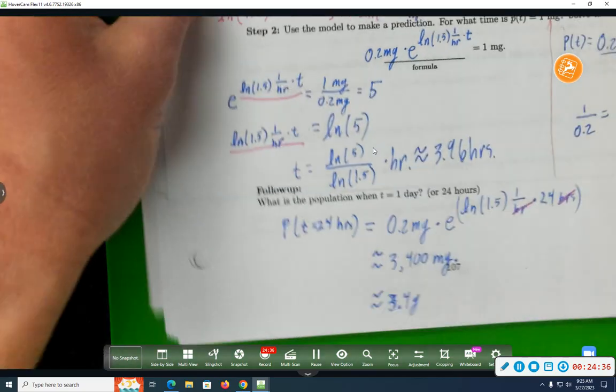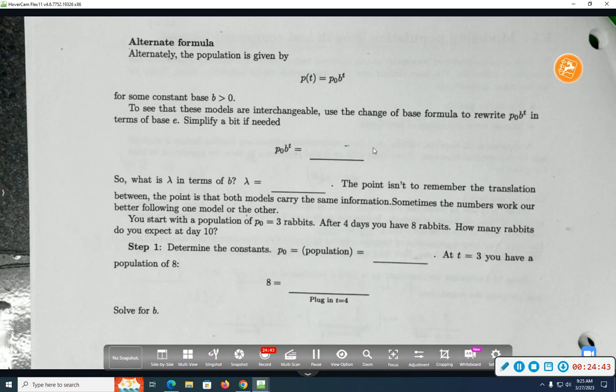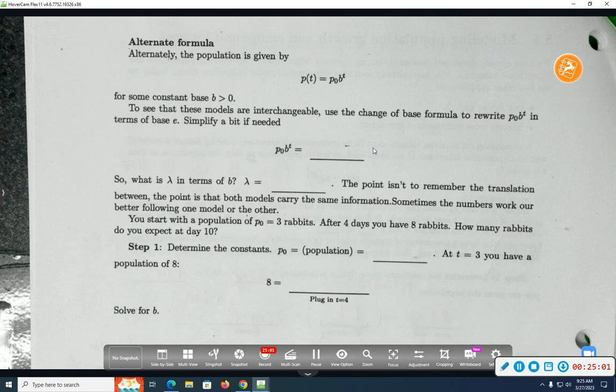So, let's see another example, very similar, in which we'll pick a base that's suited to the problem. So here's another way of thinking about population growth. You can use any base you want, so let's pick a base that's suited to the problem. The population can be given by P of t equals P0 times b to the t, where this time that base is the unknown triangle. And these models are in fact interchangeable.